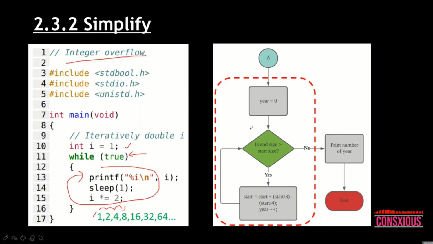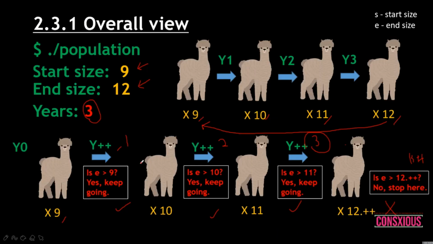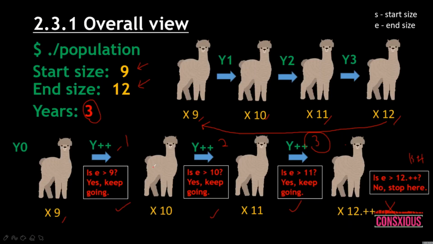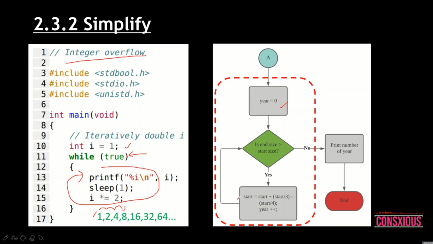So I make a flow chart here. First, we're going to declare an integer y equals 0. Every loop we will plus 1. So we put a condition here like e more than 9, using the end size to check with the current start size. You can see the start size, according to this formula, the born and the loss, will always keep increasing until the moment that the start size is more than the end size, then we will break out from this loop.